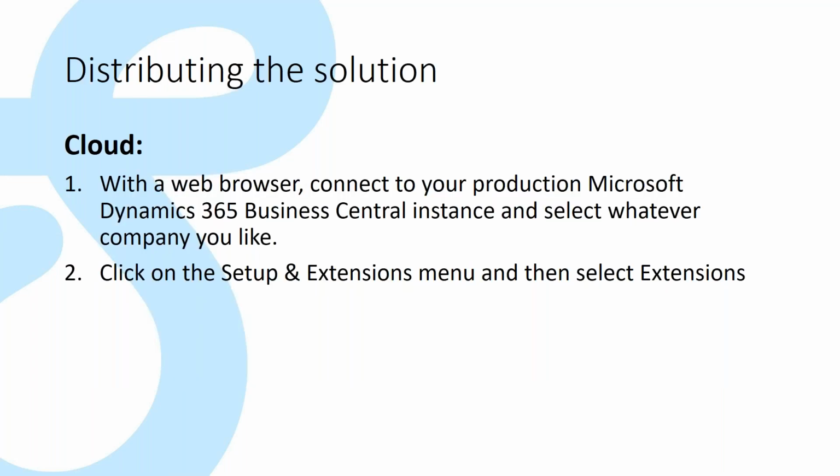In order to distribute your solution, you can do it in a couple of ways, but the main thing here is that for the cloud and for the on-premise versions, this is different. For the cloud, you can install the extension by doing the following. First of all, you open the web browser, connect to your production Microsoft Dynamics 365 Business Central instance, and select whatever company you would like. Then you click on Setup in the Extensions menu, and then select Extensions.